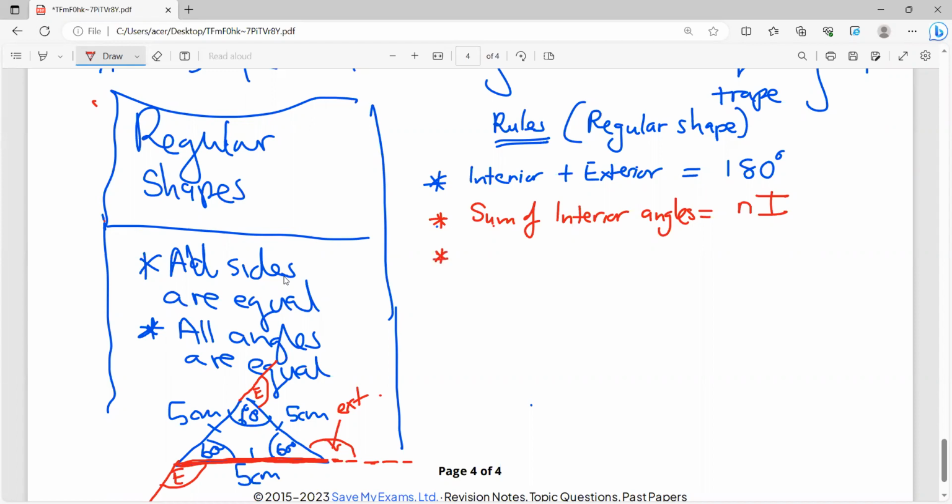Now, the second rule that will be applied to regular polygons is for the sum of exterior angles. The sum of exterior angles is the same as n times exterior angle.